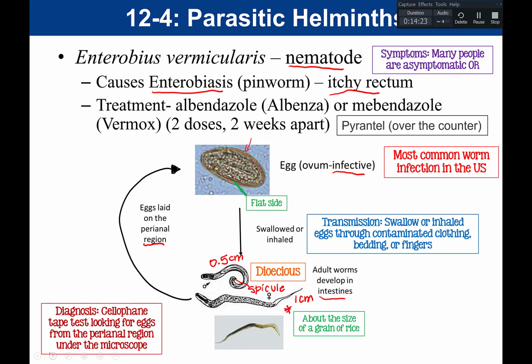And so that's for Enterobius vermicularis. Again, this is the most common worm infection in the US. This is the one we see the most often.